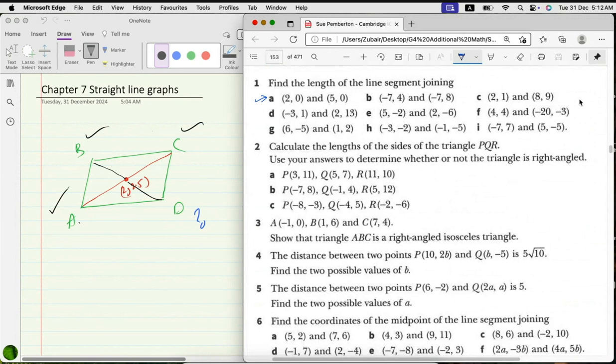Simplify and share your answer. So 3. Because it's 5 minus 2 squared plus 0 minus 0 squared. And the 0 is just 0. And 5 minus 2 is 3 squared, 9, square root 3. Now, just observe that the difference between 2 and 5 is also 3, and what you've done is also 3.